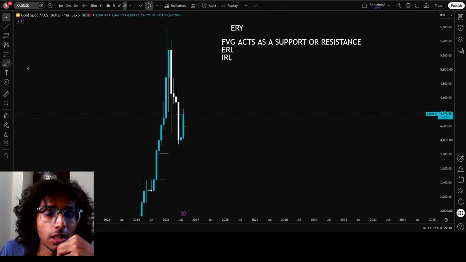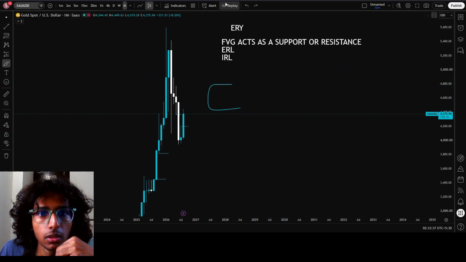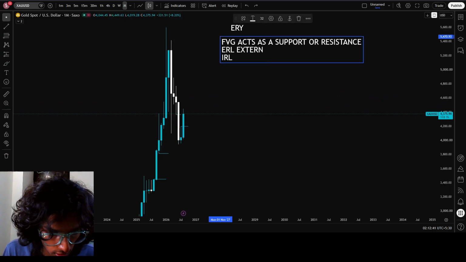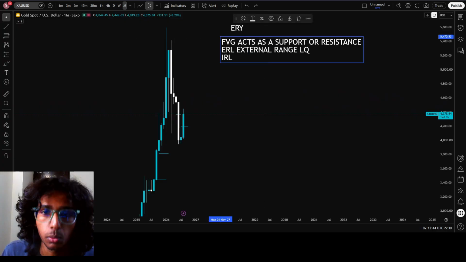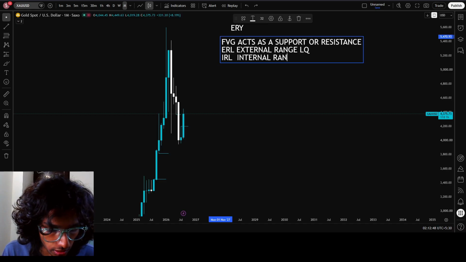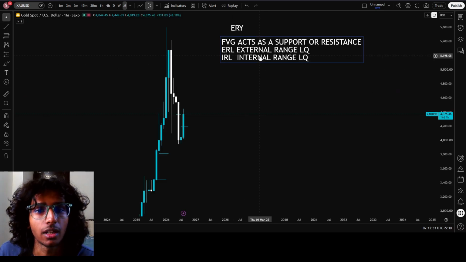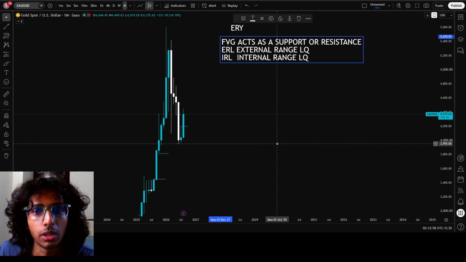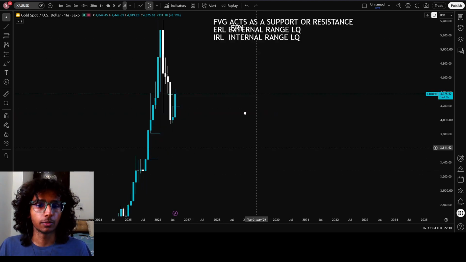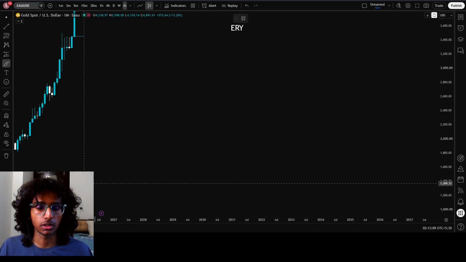ERL is called external range liquidity, and IRL is internal range liquidity. People get confused between ERL, IRL and structural liquidity. I'll tell you something: there was a very long time when I was just doing structures.